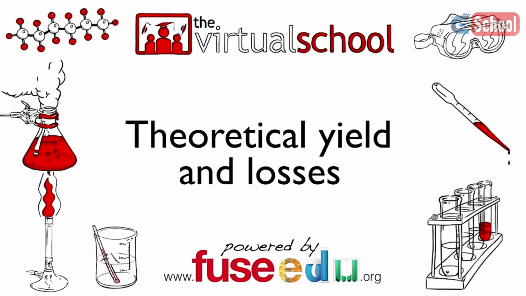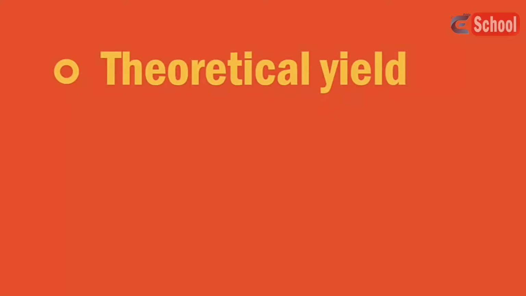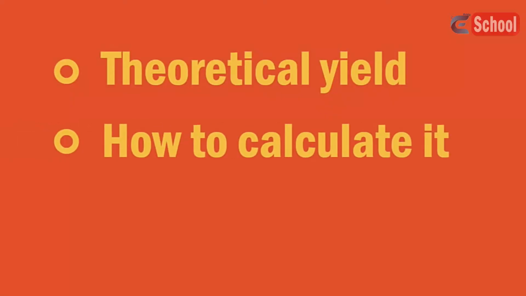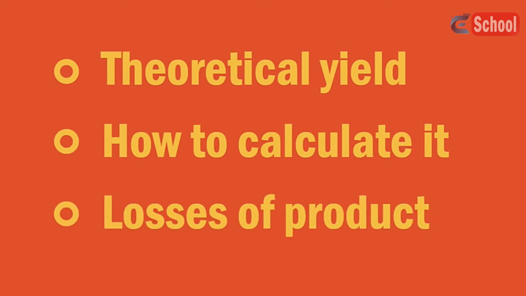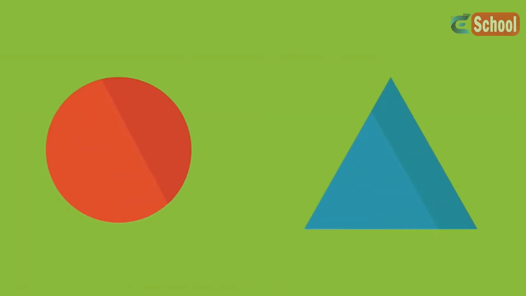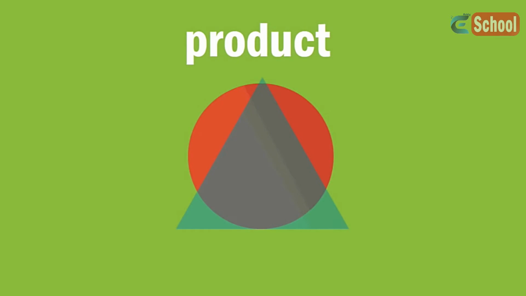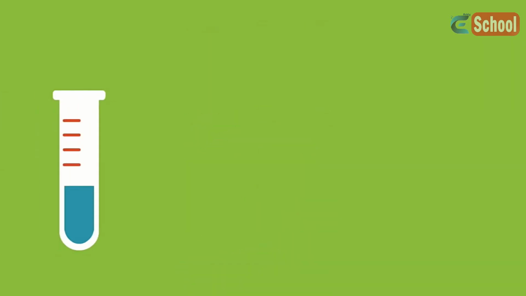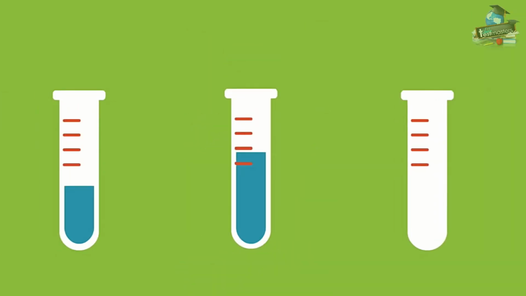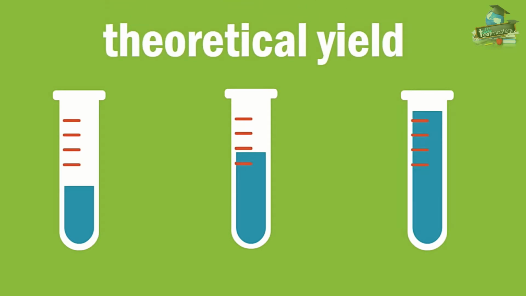In this video, we are going to learn what a theoretical yield is, how to calculate a theoretical yield, and how we account for any losses of a desired product from any chemical preparation. In a chemical reaction, you react two or more reactants together so you can make a desired product. The amount of desired product you get is controlled by something called the theoretical yield.